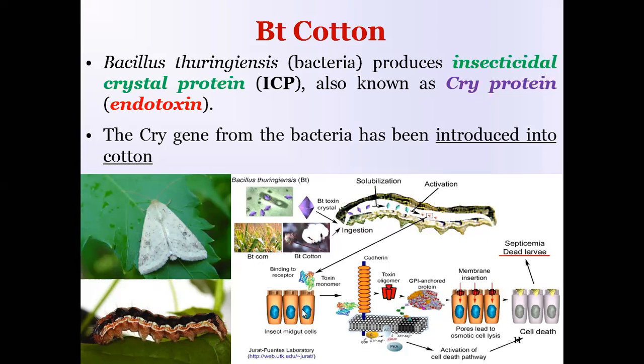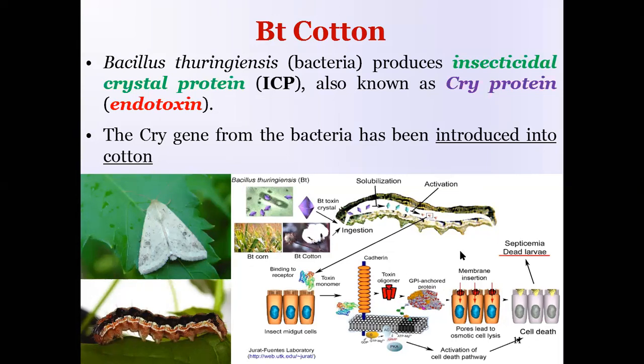The insect midgut cells will take that up, and this will give rise to septicemia, that is the blood infection, the toxicity in the blood. So this larvae will die, and cell death will occur there. This is how this natural thing has been introduced into plants, and these plants are now resistant, and no larvae can feed on these plants now.